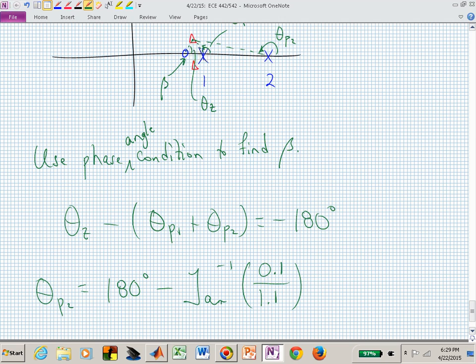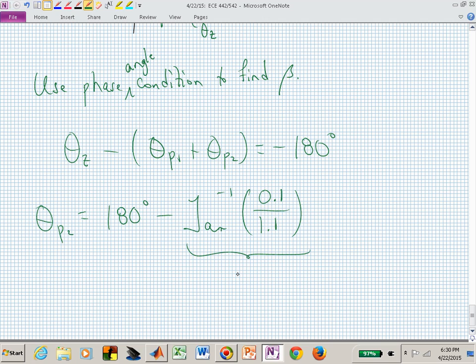That's now just this angle that's less than 90. It's very tiny, but that's the angle from that pole at 2 to that triangle. 180 minus that small angle. That's theta sub p sub 2. And this, if we compute this, is about 5 degrees. And that now becomes 174.8. Theta sub p sub 2.